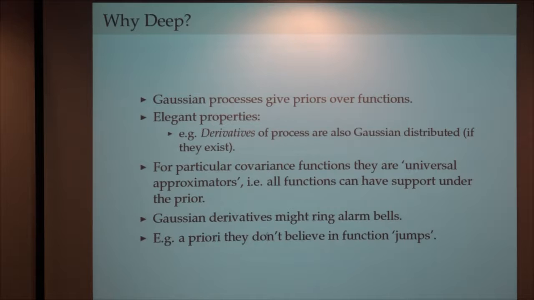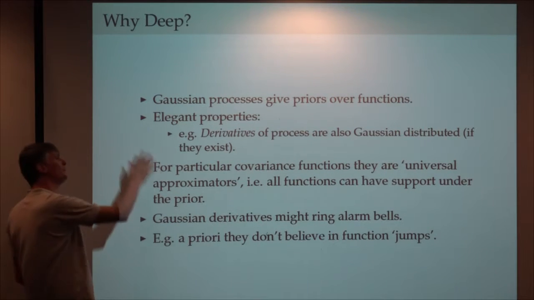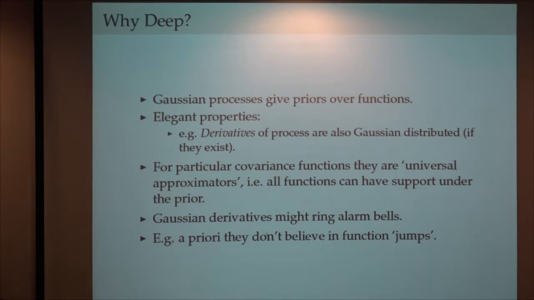So they're beautiful things, Gaussian processes, as we've already seen. And here's a beautiful property. The derivatives of a Gaussian process are also Gaussian distributed. I haven't spoken about this before. The reason is because derivatives are a linear function of the underlying function.